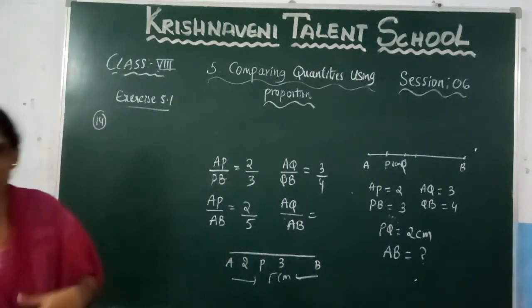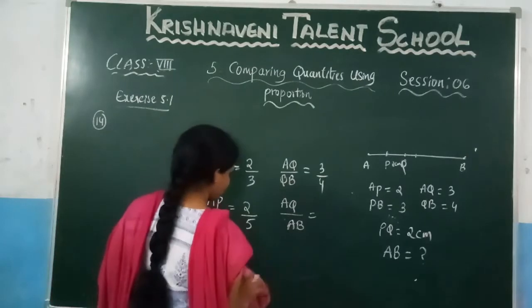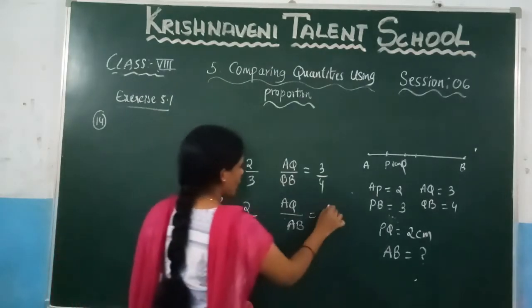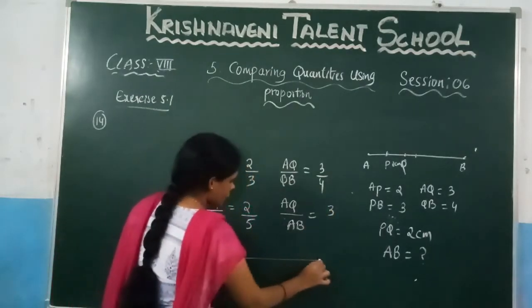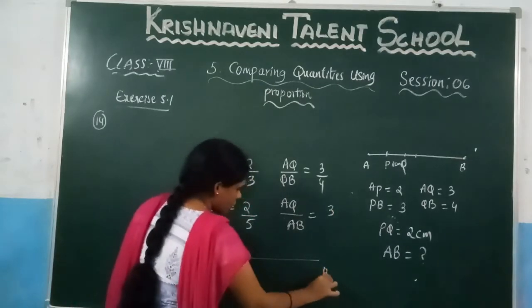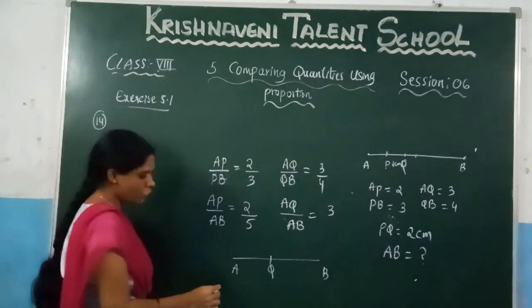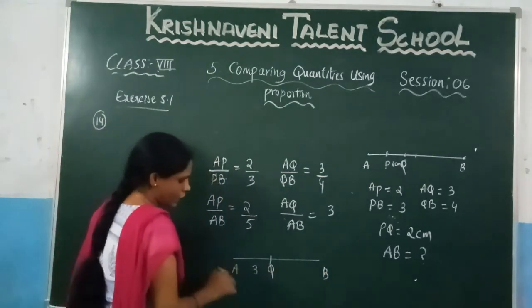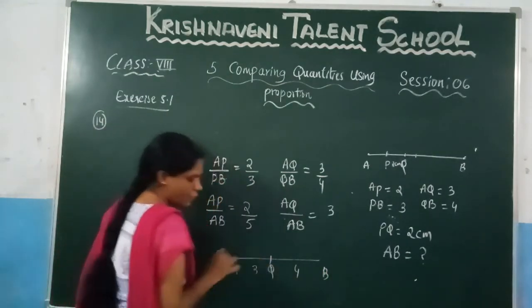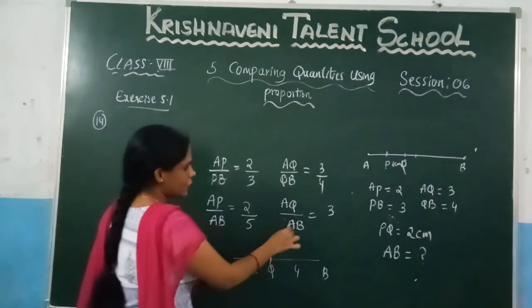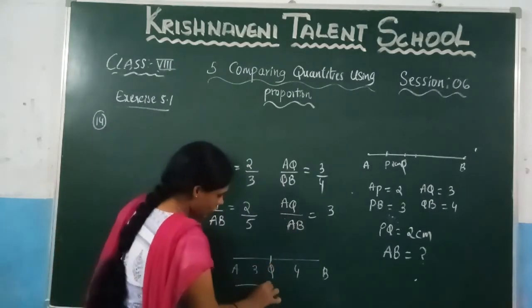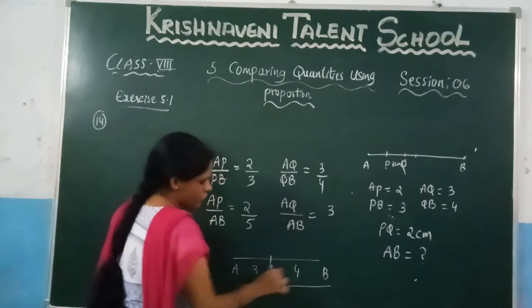Now similarly see the next one, like that only. They said that this Q divides this line segment into the ratio of 3:4. That means the length of AQ is 3 and the length of QB is 4. Since I need to calculate the length of AB, this total length, I need to add 3 plus 4.